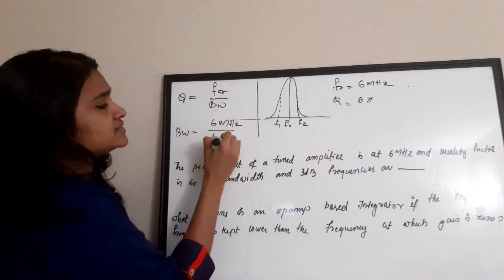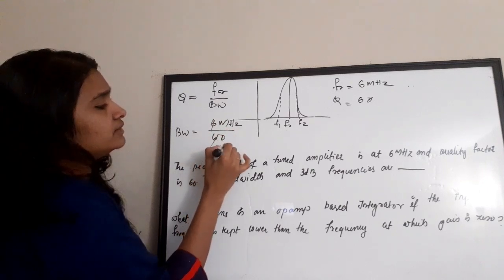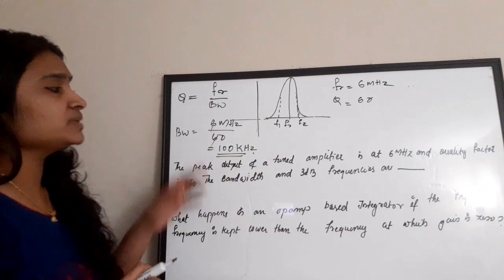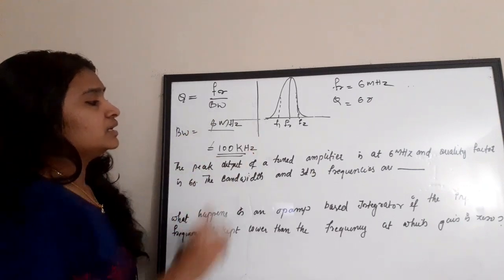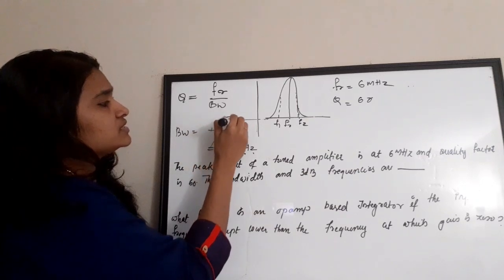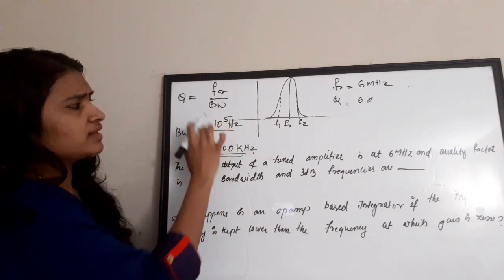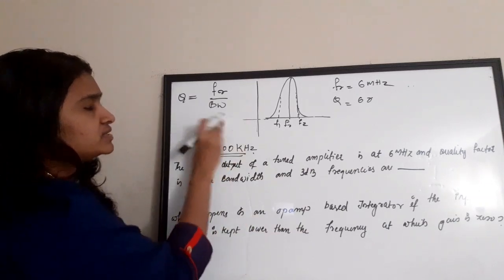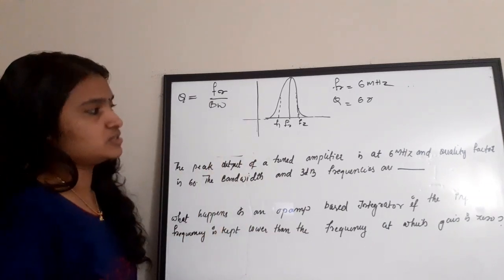6 megahertz by 60, it is nothing but 100 kilohertz will be the bandwidth, right? 100 kilohertz will contribute to the bandwidth. Now, it will be 6 mega by 10 raised to 5 hertz. So you can write 10 raised to 5 hertz is 100 kilohertz. Very simple. Bandwidth is 100 kilohertz. So now one thing you understood.